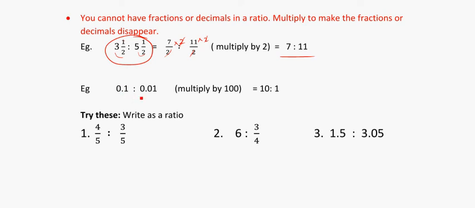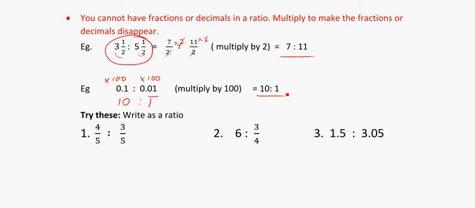Okay, here's a decimal one. Now, we can't have decimals in a ratio like this, so you look for the largest number of decimal places. Now that's 2, so if I multiply that by 100, I will get rid of that decimal point. But I have to multiply that one by 100 as well to keep it in the same proportion. So 0.1 times 100 is 10, and 0.01 times 100 is 1, and so our ratio is 10 to 1.